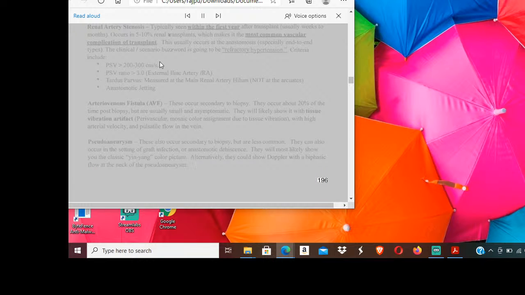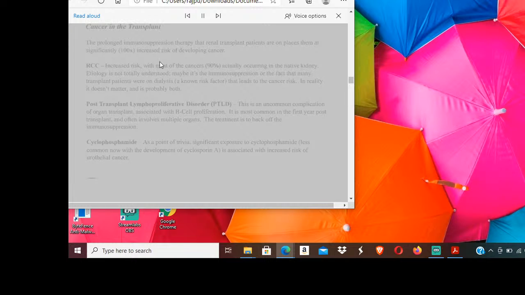196. Cancer in the transplant. The prolonged immunosuppression therapy that renal transplant patients are on places them at significantly increased risk of developing cancer. RCC is an increased risk, with most of the cancers, 90%, actually occurring in the native kidney. Etiology is not totally understood. Maybe it's the immunosuppression, or the fact that many transplant patients were on dialysis, a known risk factor that leads to the cancer risk. In reality, it doesn't matter, and is probably both.